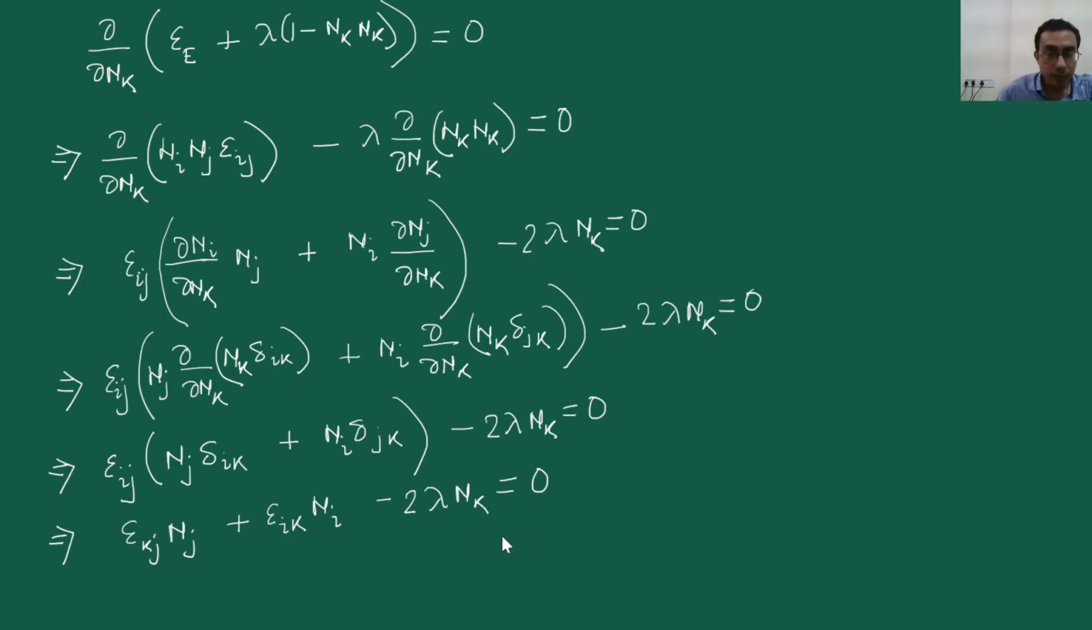Okay. Now you see, this is epsilon kj nj, this is epsilon ik ni. Now let me use the symmetry property of the strain tensor. So what I'll do is, I'll write this as epsilon jk nj. This one I'll leave as it is.